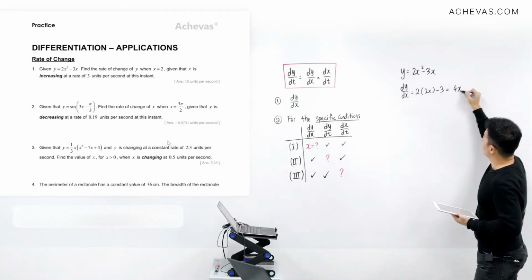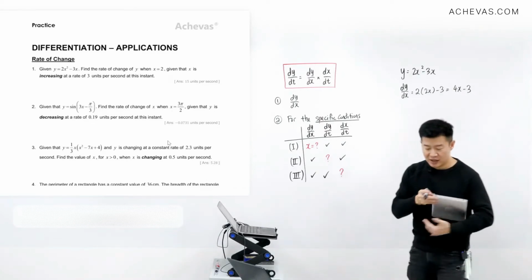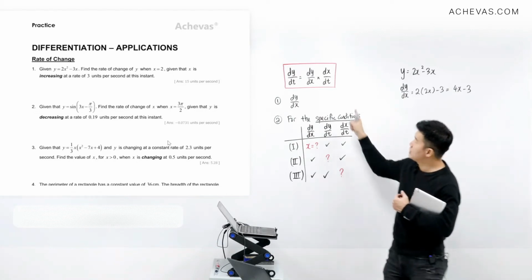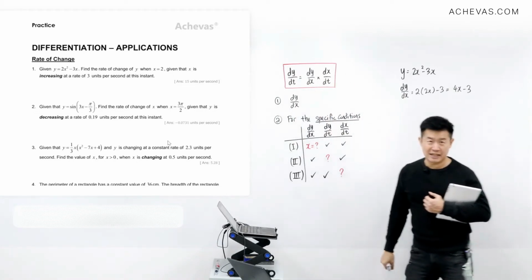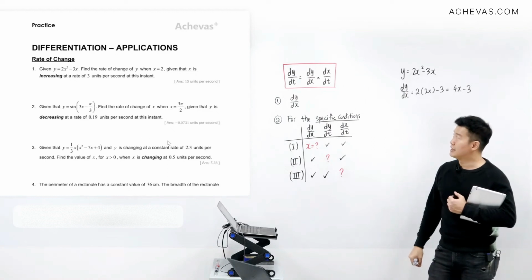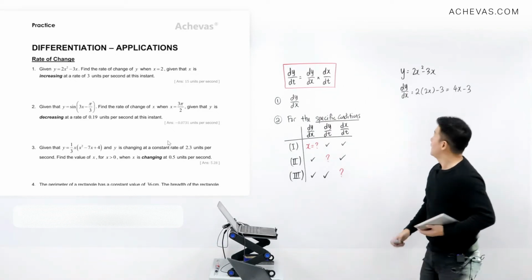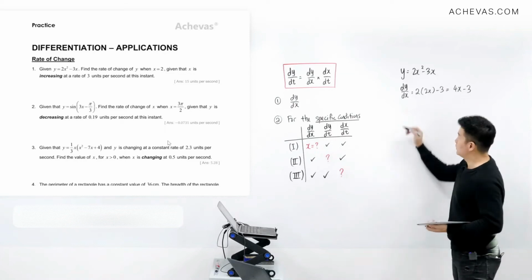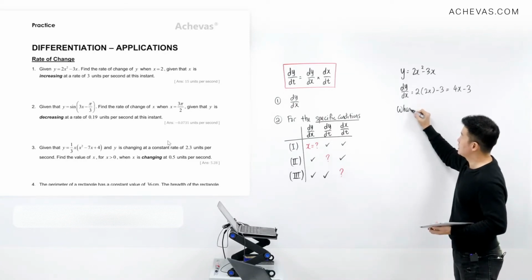So we have a 4x minus 3. This is our dy dx. And the rate of change equation is going to be this: dy dt is equal to dy dx times dx dt. And this happened at that specific condition. So I want to list down that specific condition in this question here.